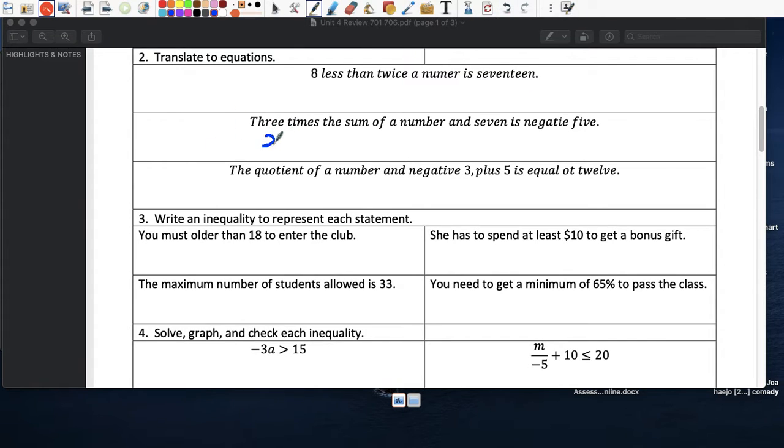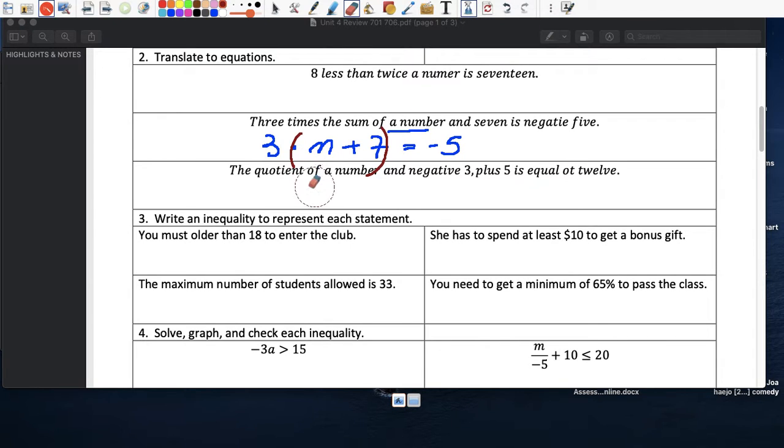3 times the sum. Sum is addition. So who am I adding? A number, here's n, and 7, there's a 7, is negative 5. So now just be careful here, because it says 3 times the sum. So we have to add something and then multiply by 3, because if we leave it like this, that's 3 times n. So to make sure that we add first, we put a parenthesis. So anytime you see the word sum and difference, that's a good indication of putting parentheses. Okay.